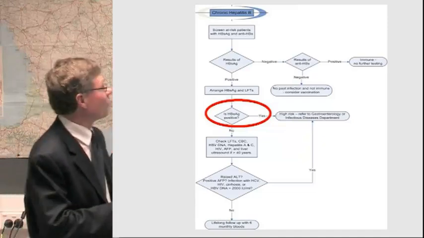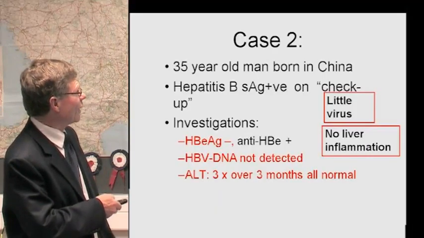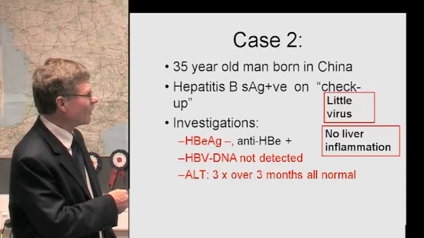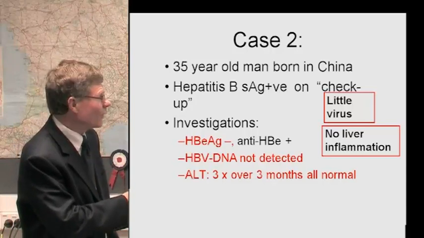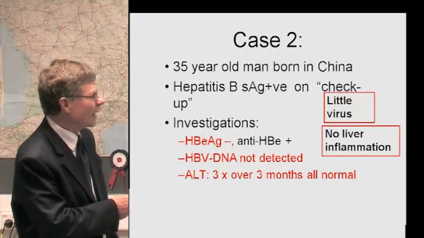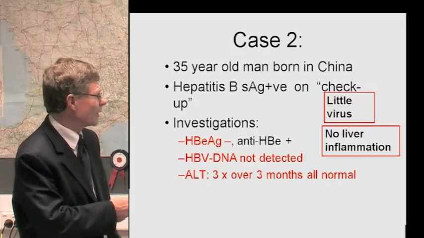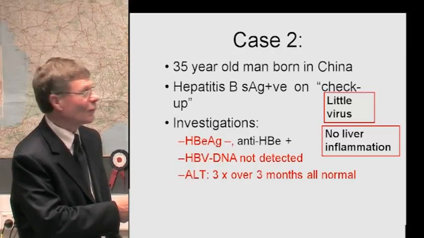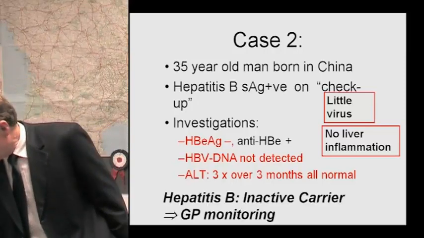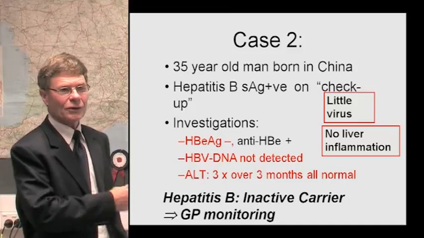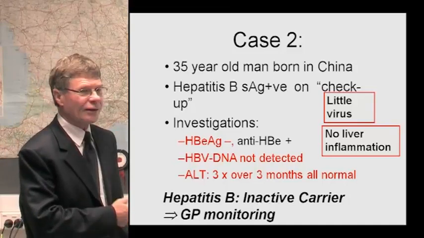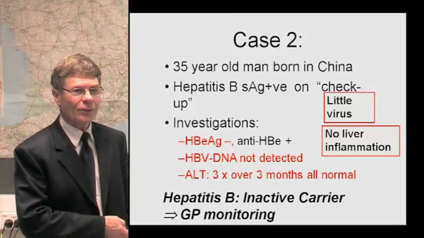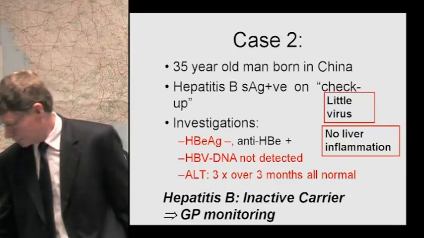Right, case number 2, 35-year-old. Now we're e antigen negative. We've seroconverted to the e antibody. The HBV DNA is not detected. ALT is consistently normal. Little virus, no inflammation, not a problem. So that's the so-called inactive carrier, and probably can be monitored in general practice. Quite different.